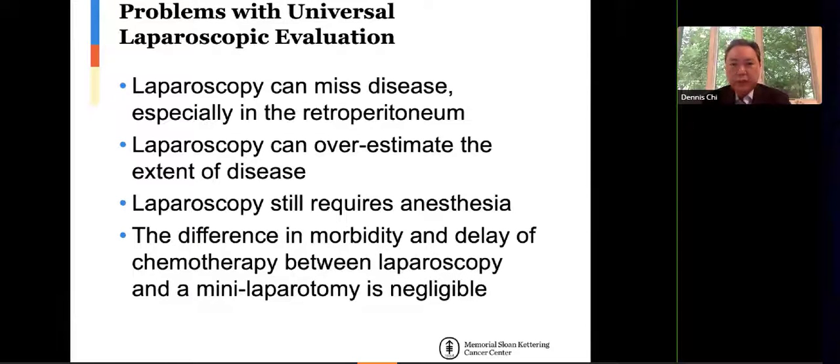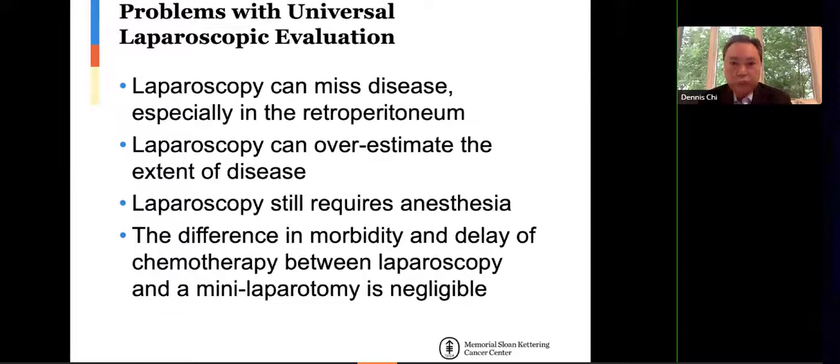But the problem is if you do that and you don't do the primary debulking to a complete resection, you're going to pay later. And that's why I didn't have the time to put in the slides. There are no studies that I know of that have done neoadjuvant chemotherapy in advanced ovarian cancer patients and show median survivals over 60 months or so, or even 50 months. Most show median survivals in the 40-month range.